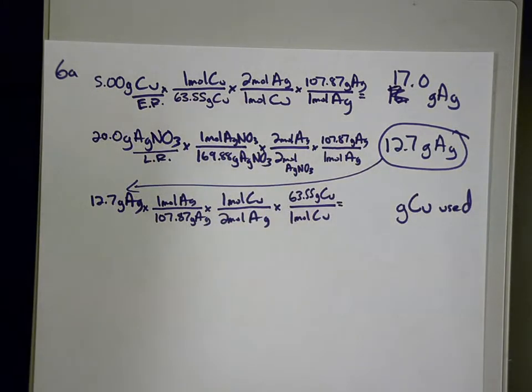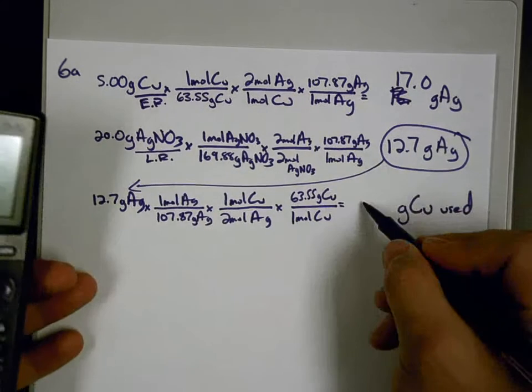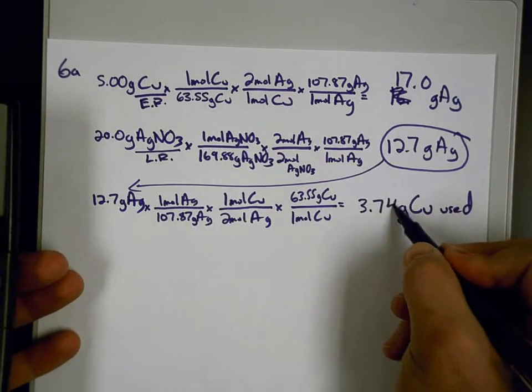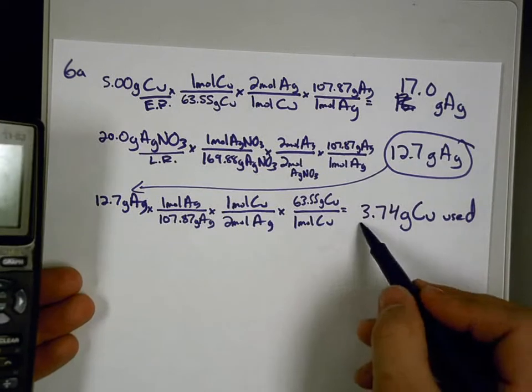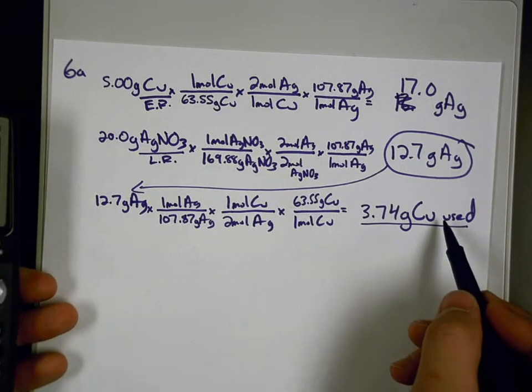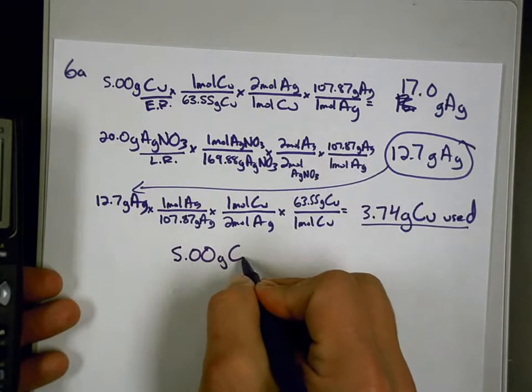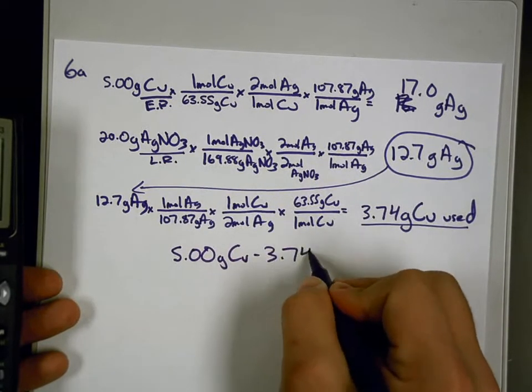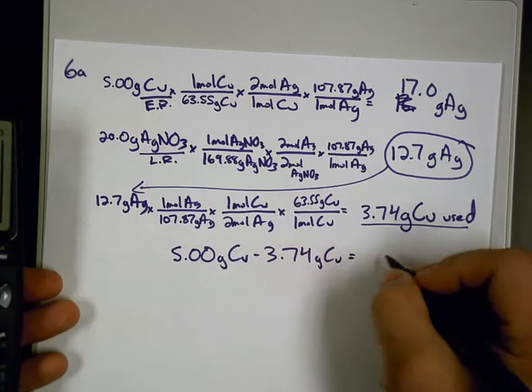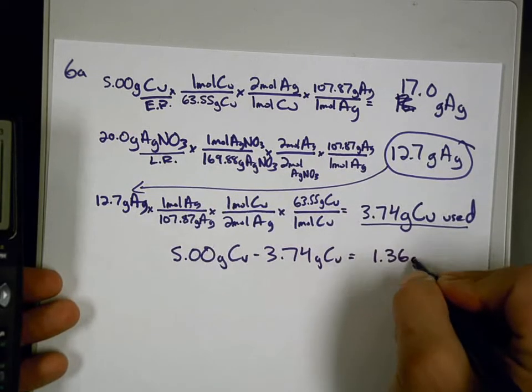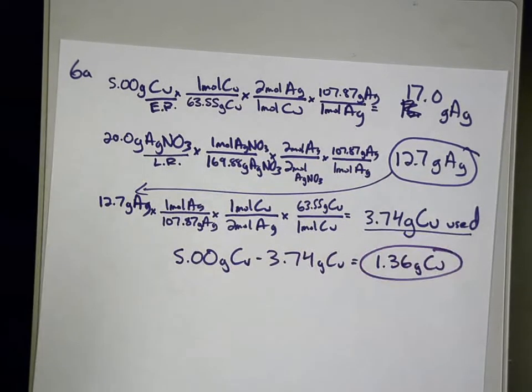Multiply everything on top. Divide by everything on bottom. And we get 3.74 grams of copper were used. Now again, we're not done. This just says how much copper we needed. We started with 5 grams of copper. That was given to us, and we used 3.74 grams of copper. So it looks like 1.36 grams of copper would be left over.